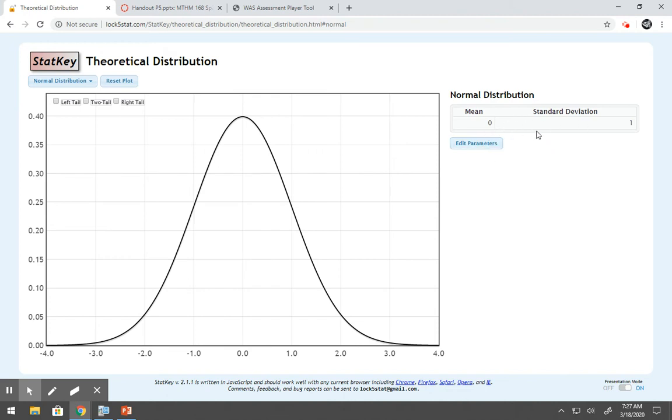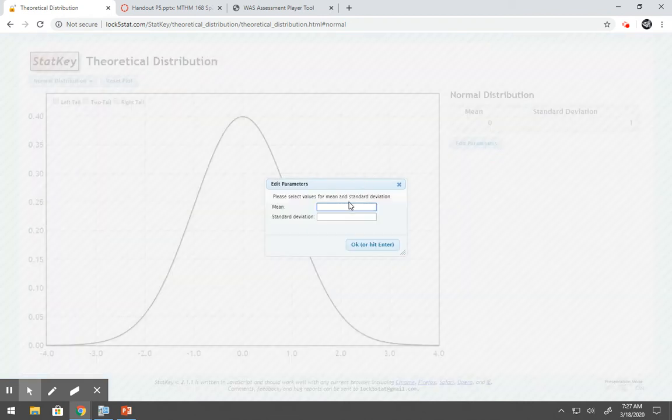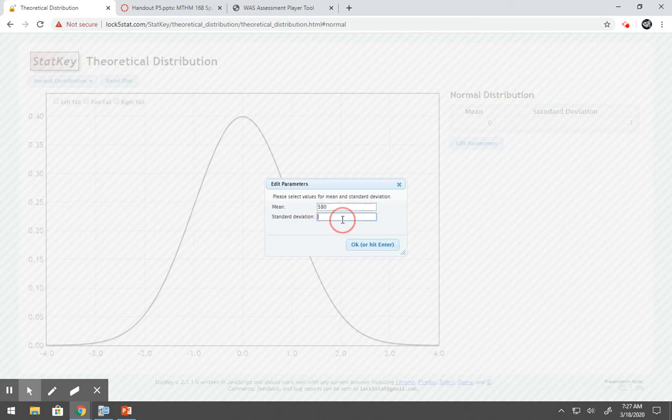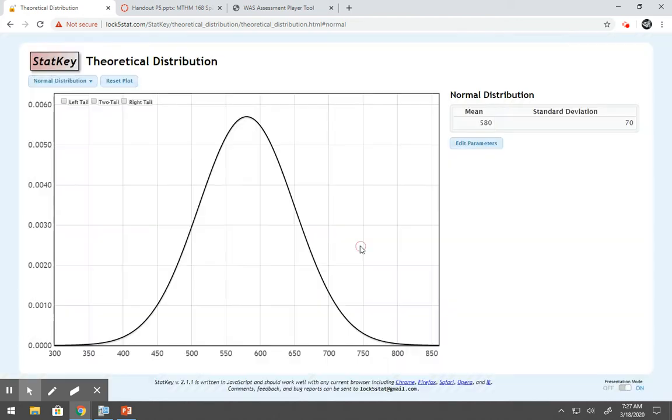So in our next one that we're about to go back to, it says that we have a mu value of 580. We'll see that in a second. And we have a standard deviation of 70. Edit, say OK.